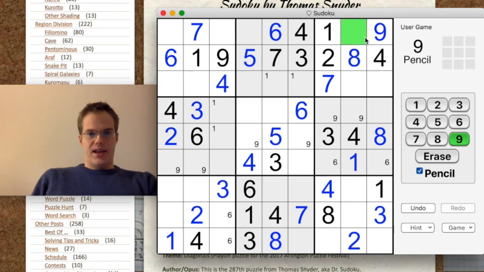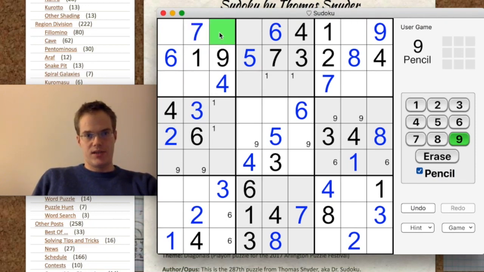Where else are we looking for weak areas? We've got a nice weak area here where we're looking for 3, 5, and 6. Though I can't see any deductions there. I mean, 3 is ruled out of there, the 6 is ruled out of there, but nothing really going on there.